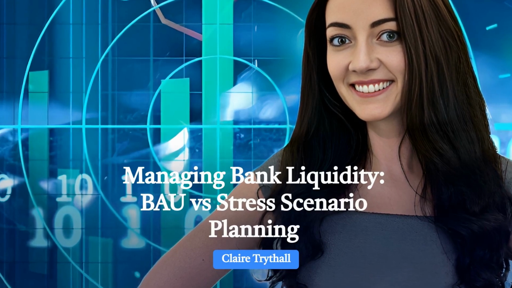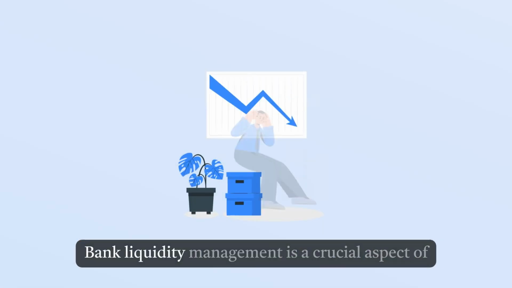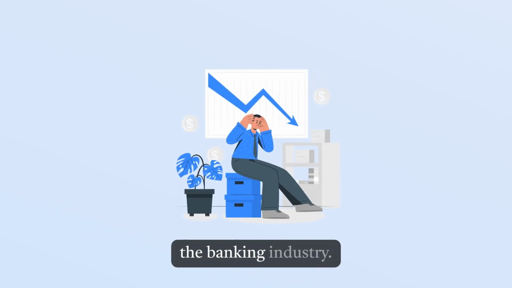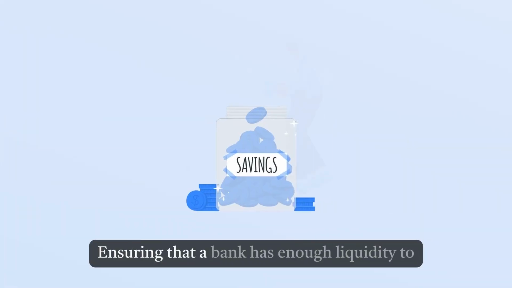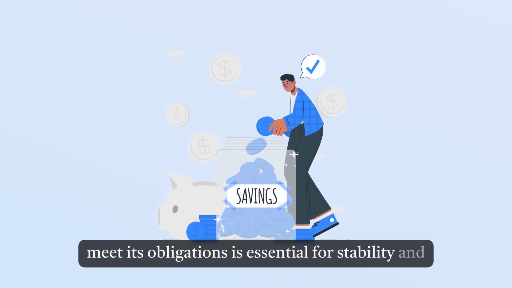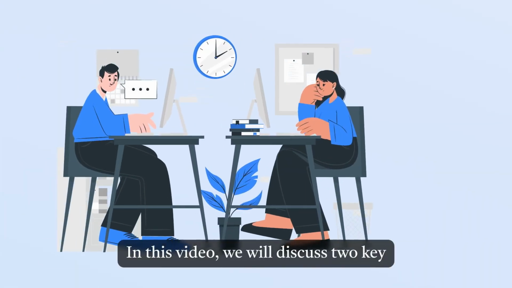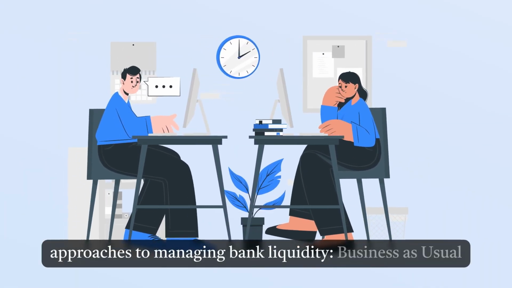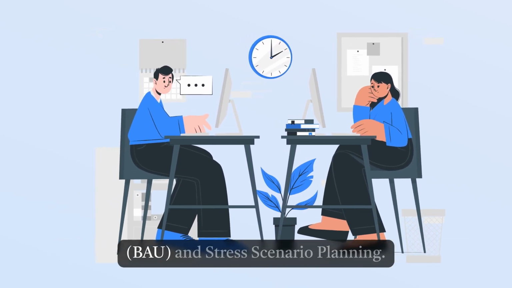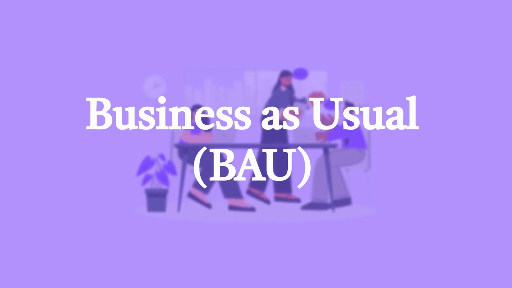Managing bank liquidity: BAU versus stress scenario planning. Bank liquidity management is a crucial aspect of the banking industry. Ensuring that a bank has enough liquidity to meet its obligations is essential for stability and financial health. In this video, we will discuss 2 key approaches to managing bank liquidity: business as usual, BAU, and stress scenario planning. Business as usual, BAU.